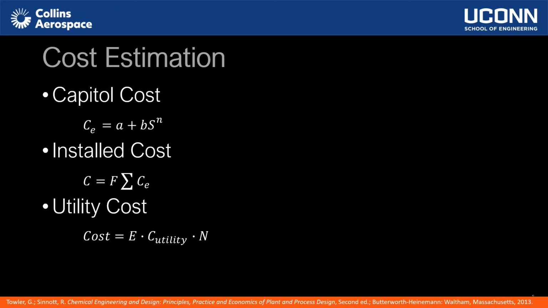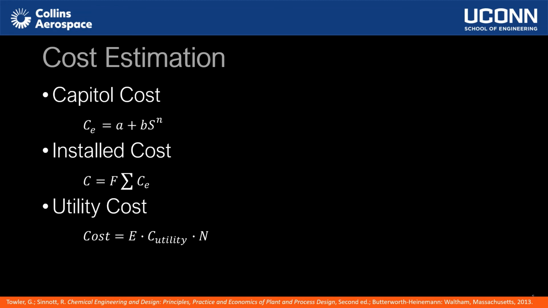We used these equations to estimate the cost of the compressors in our cost estimation model. These equations are from the textbook Chemical Engineering Design, Principles, Practice, and Economics of Plant and Process Design, 2nd edition, by Gavin Towler and Ray Sinnott. The first equation is the capital cost estimation where A, B, and N are all constants from the book and S is the driver power.